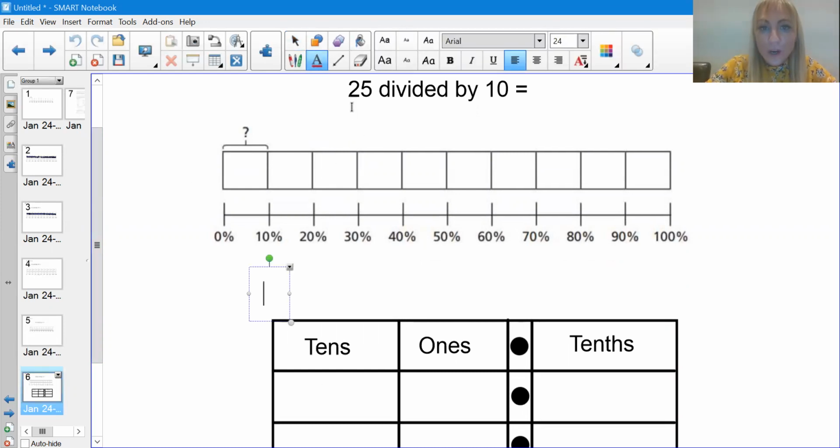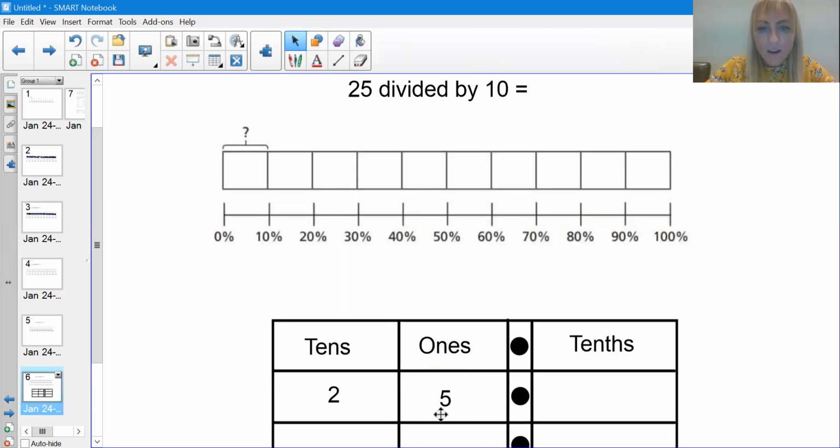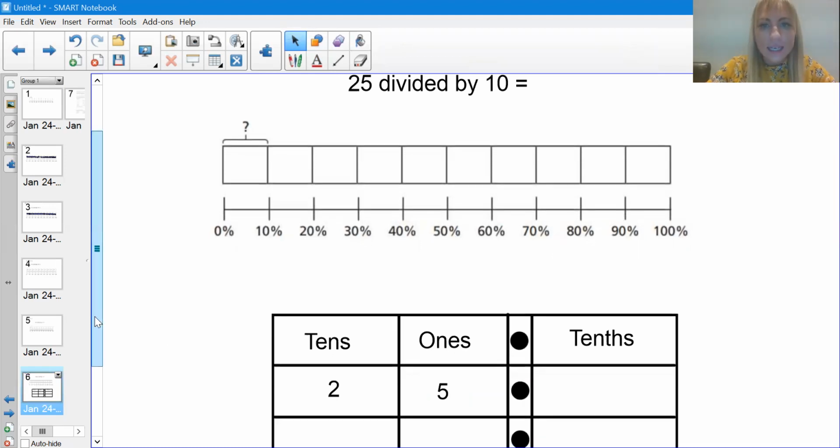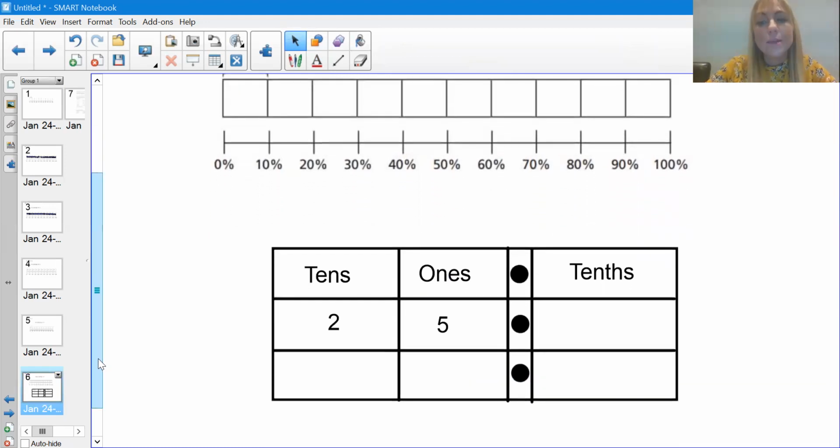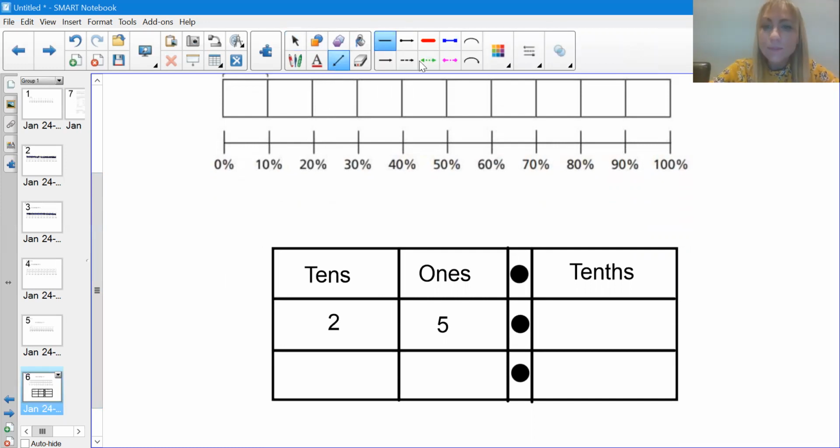So I know when I've got my number 25, I've got 2 10s and 5 1s, so I'm going to put that in my place value. And now I've got my number 25, 2 10s and 5 1s. Now I want to divide it by 10. I'd like you to pause your video here and have a little go and see if you can remember how we do that.